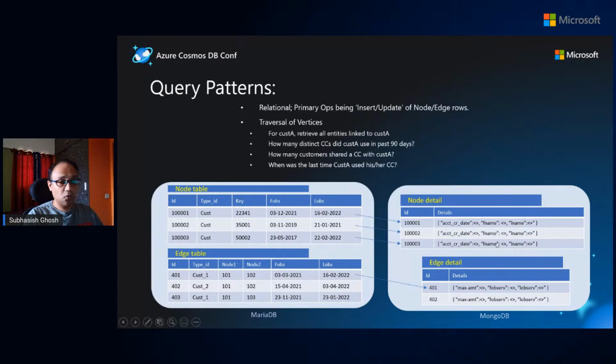Moving on to the query patterns which they were running. That's also one of the key reasons why more and more customers we see modernizing using Cosmos, because it's relational. The top query patterns are all relational. The primary operations were a combination of insert and update of the node and edge rows. For example, for a customer, Cust A, I want to retrieve at a given instant of time all entities which are linked to the customer. So, how many distinct credit cards do you have?